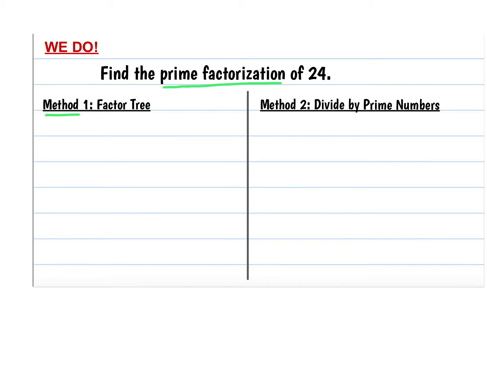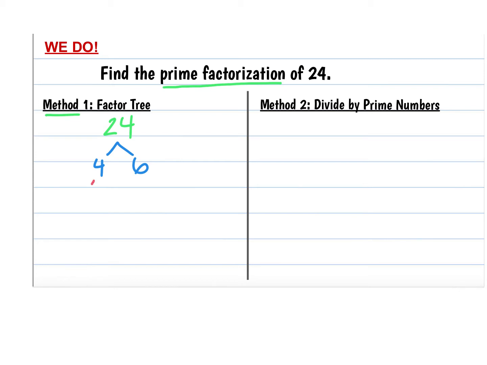So if we have 24, to make a factor tree, you're going to think of any two factors that you know that make 24. It could be 2 and 12, 3 and 8, 4 and 6. It's really up to you, any two factors. So I'm going to go with 4 and 6. Neither of those are prime, so I know that they can be reduced even more into factors that are prime.